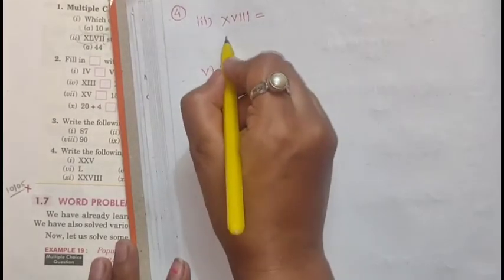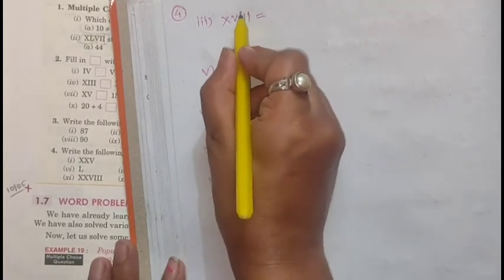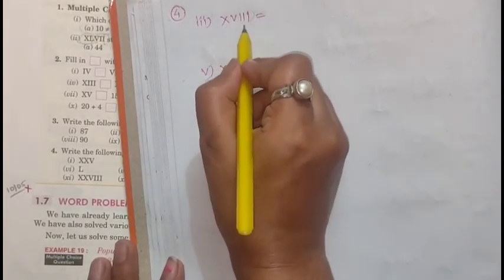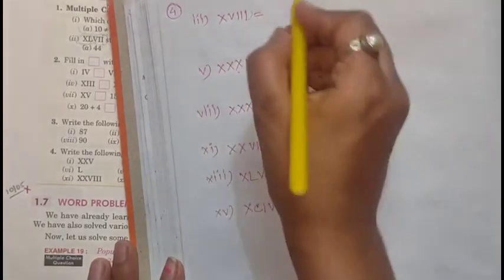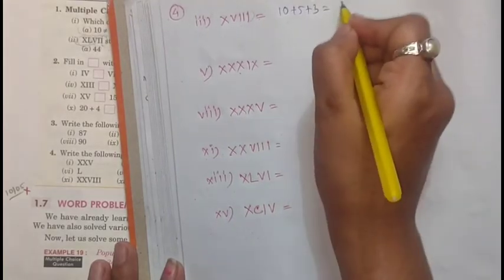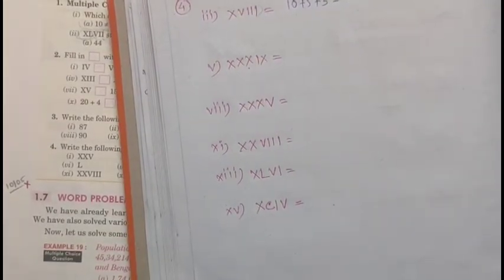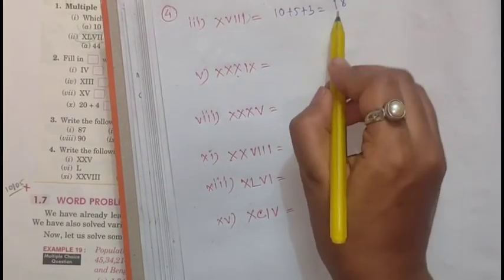X is for 10, V is for 5, I. Here I is repeated 3 times. So the value will be 3. So 10 plus 5 plus 3. So the value will be 18. So these Roman numerals represent 18.